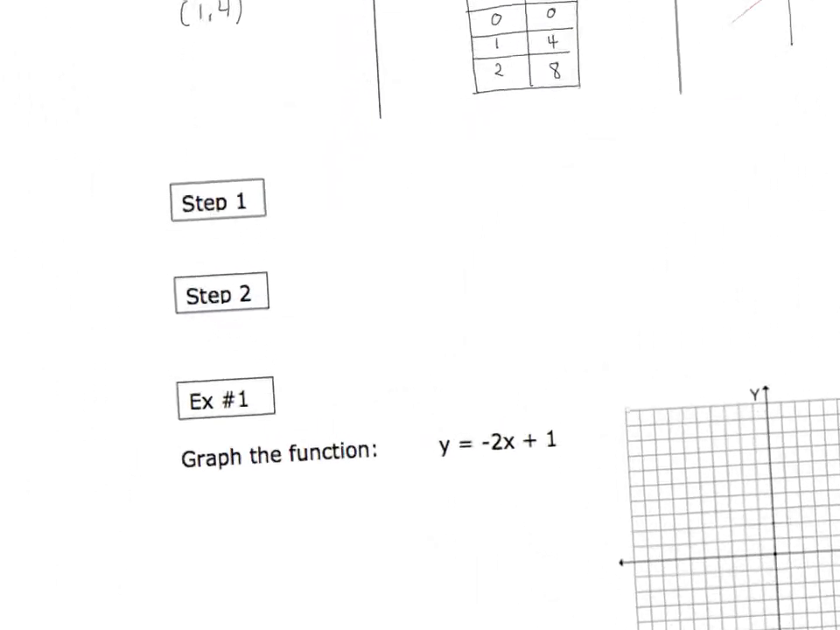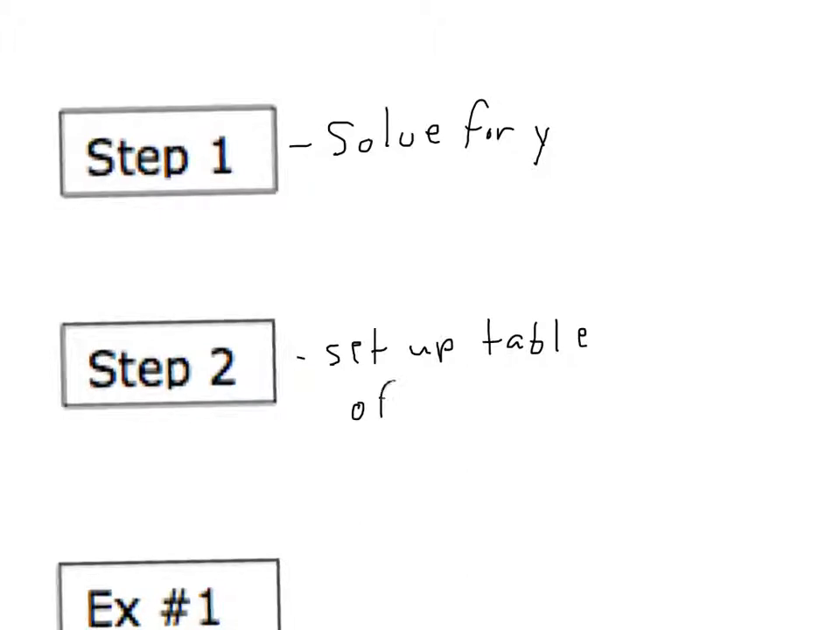Okay, now when you're graphing things, I want you to know 5 steps of doing so. Okay, and we're going to have to add in a few here. Okay, but step 1 is going to be solve for y. Okay, and we've learned how to do that over the last couple of days. Okay, but step 1 needs to be solve for y. Step 2, set up table of values. Okay, step 2, set up table of values.